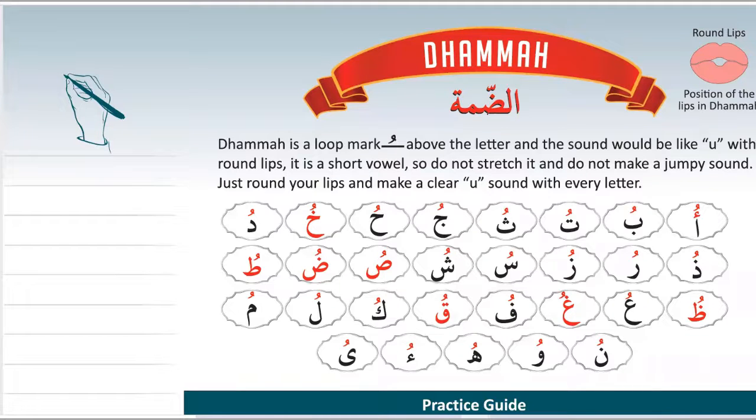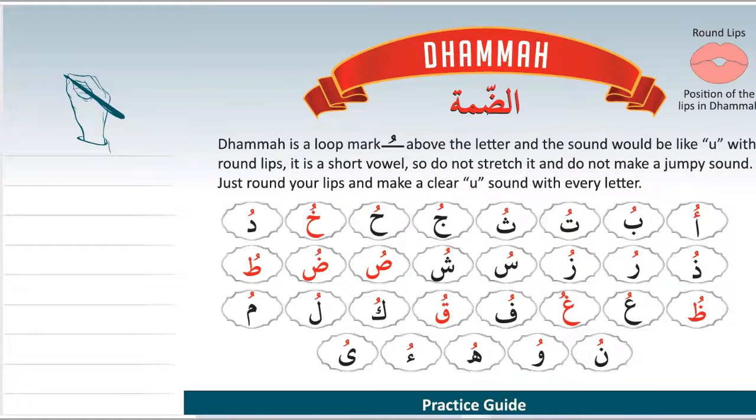Dad, dhamma, Du. Ta, dhamma, Tu. Dho, dhamma, Dhu. Ain, dhamma, U. Ghain, dhamma, Ghu. Fa, dhamma, Fu. Qaf, dhamma, Qu. Qaf is an awesome letter, so we are pronouncing it heavily, but Kaf is a light letter.